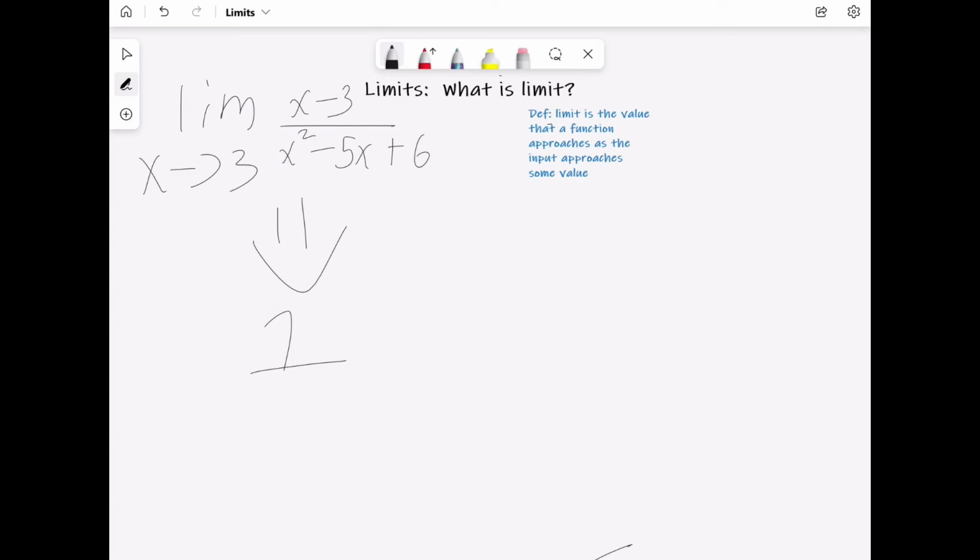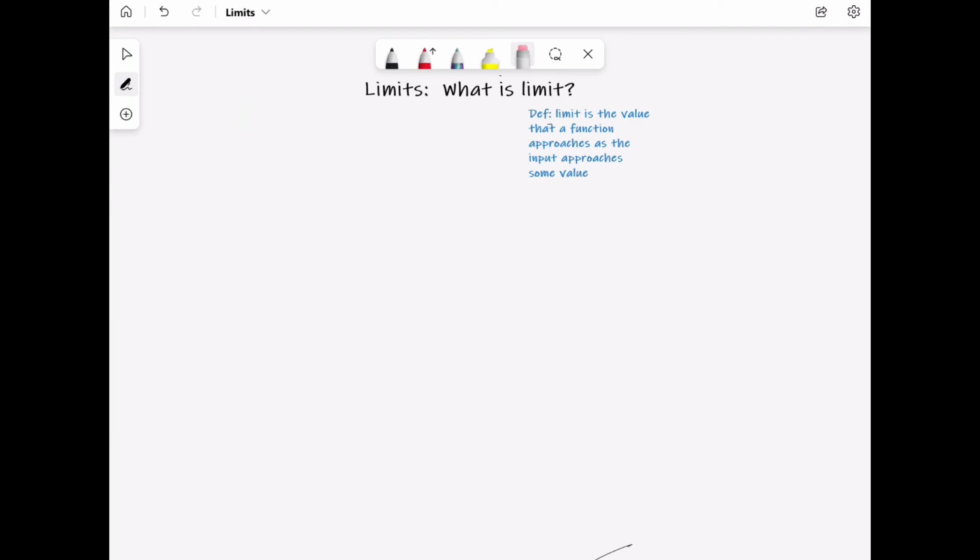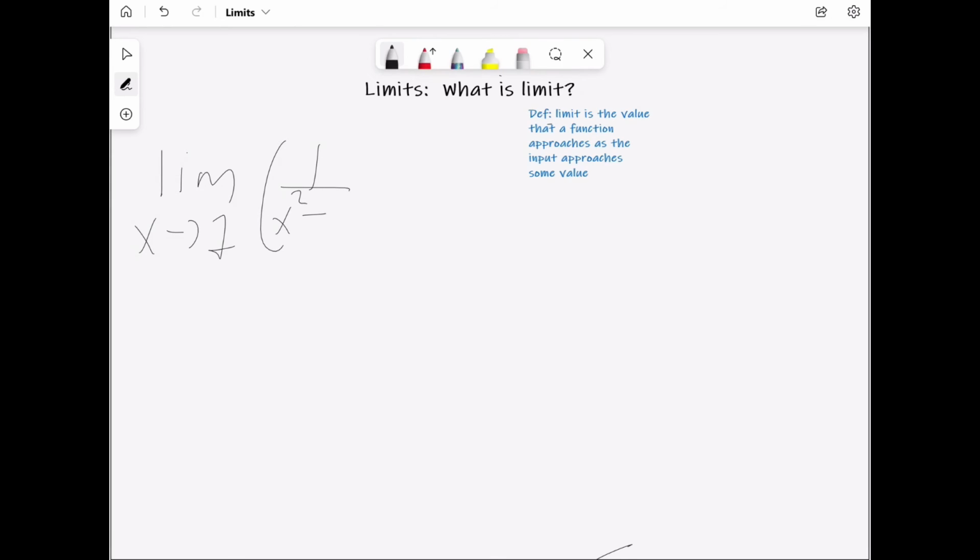Okay? Nice. Now let's step it up a bit. Let's get just a bit harder. Not too hard. We'll get the hard ones later on. Limit as x approaches 1 of the function 1 over x squared minus 1 minus 2 over x to the power of 4 minus 1.